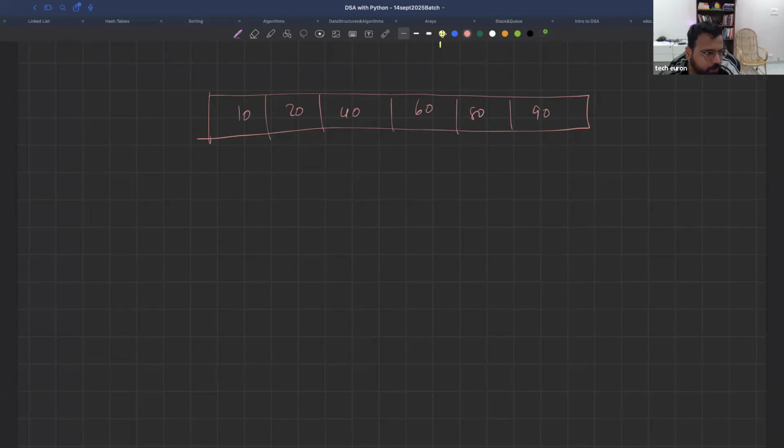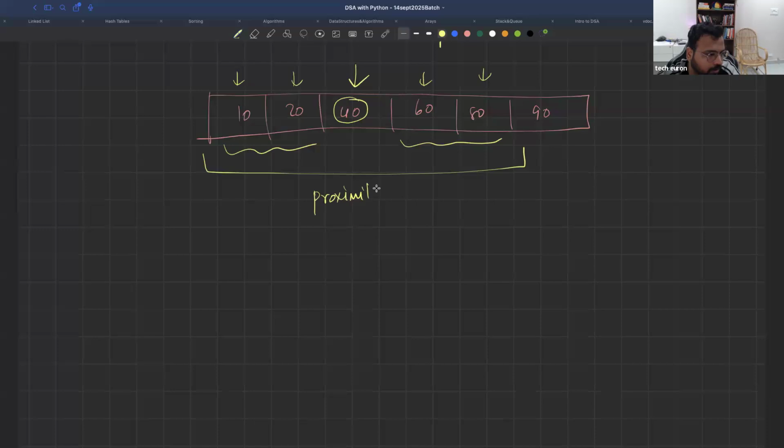Suppose this is your array. If your CPU is reading 40, then the CPU will also take the neighboring elements 20, 60, 80 and 10, and it will say, the user asked for 40, but let me also take the neighboring elements and keep them in case they are needed. Because it is contiguous and in memory proximity, that's why it is cache friendly.